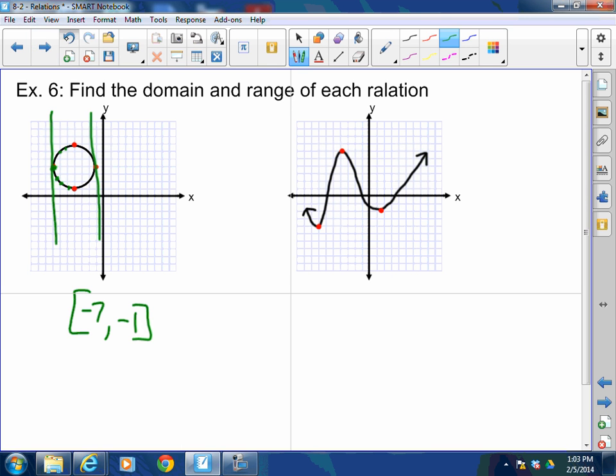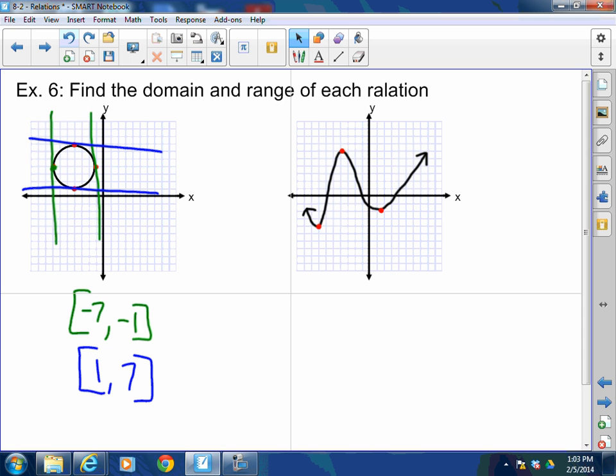Okay. Now, what's my range? It's between here and here. So my range would be 1 to 7. For those of you that looked at it and were like, what the heck is he doing? Do you see how it's not that scary at all, actually? Sir, thank you. That's a circle.